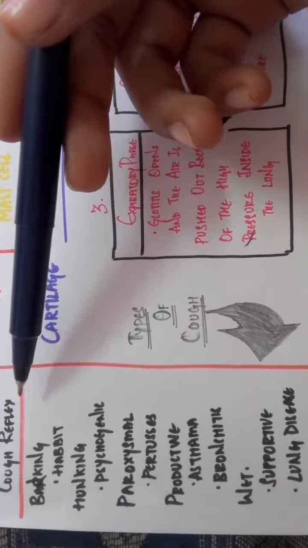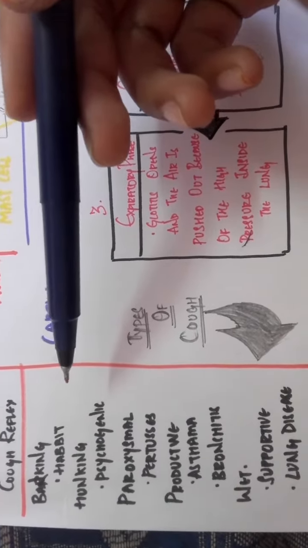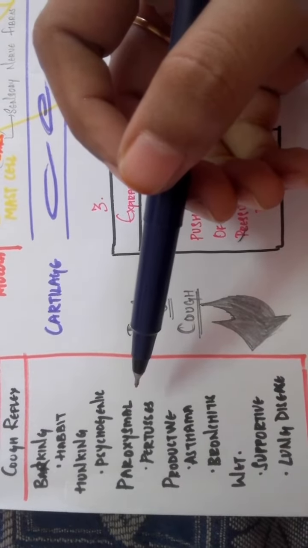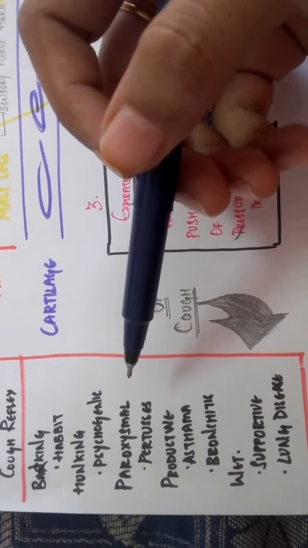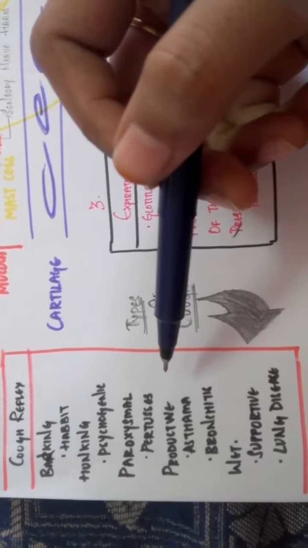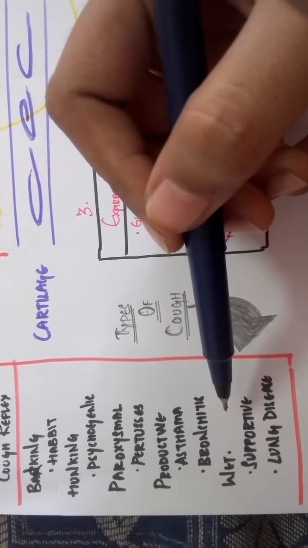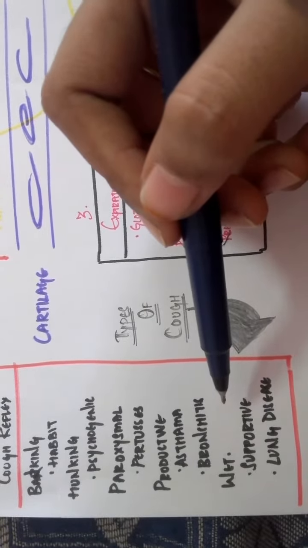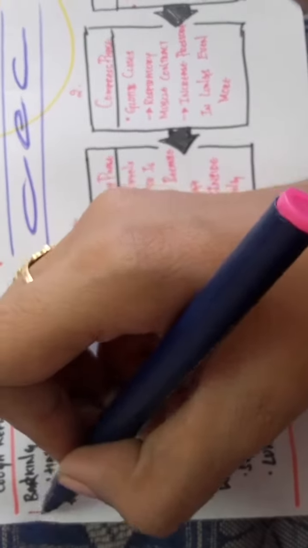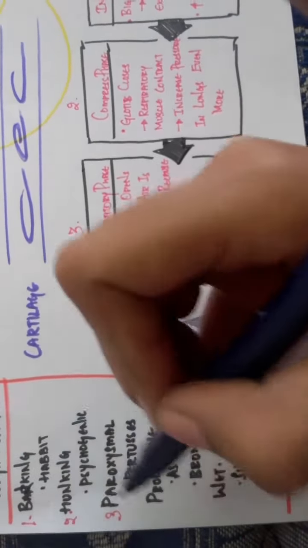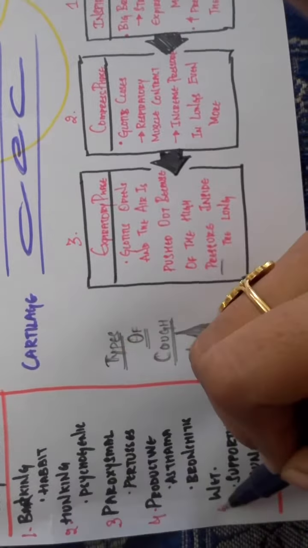That is barking, which is habit-like, and honking, which is a psychogenic type of cough. And there is a paroxysmal cough, that is pertussis. Another one is the productive cough, which is related to asthma and bronchitis. And the fifth one is the wet cough, that is suppurative lung disease. Barking, honking, paroxysmal, productive, and wet cough.